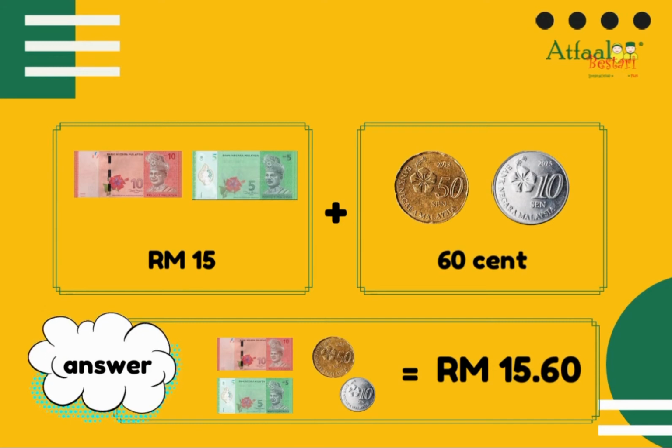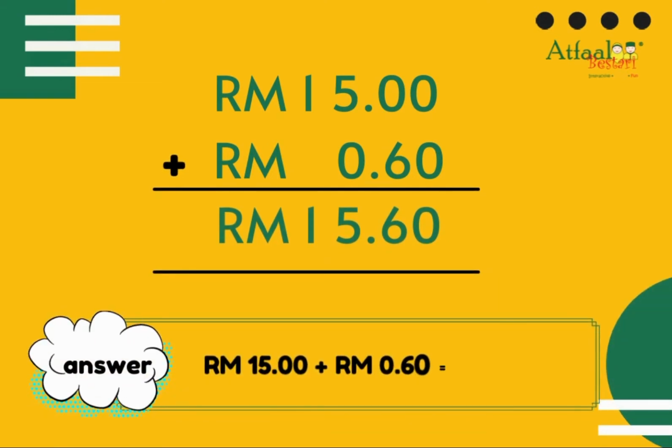Let's try 15 ringgit plus 60 cent equal 15 ringgit and 60 cent. By using vertical method, write down 15 ringgit plus 60 cent. So 0 plus 0 equal 0. Then 0 plus 6 equal 6. On ringgit side, 5 plus 0 equal 5. Then 1 plus no value equal 1. The answer is 15 ringgit and 60 cent.